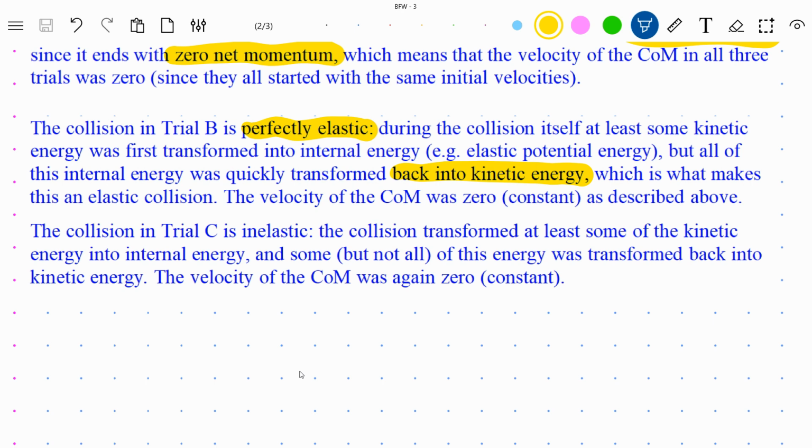I'll just remind you that the velocity of the center of mass was zero and constant, as described above. I've already covered that, but for clarity, I thought I would include it here since I'm talking about collision B specifically.